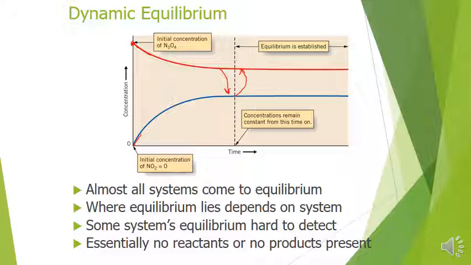Where the equilibrium lies depends on the system. Some systems' equilibriums are hard to detect, because maybe almost all of the A goes to B. So if you start out with 1,000 of these A's at the beginning, when you're all done there might be only one of these left over and 999 of the other, so it'd be hard to detect that you actually have any A.